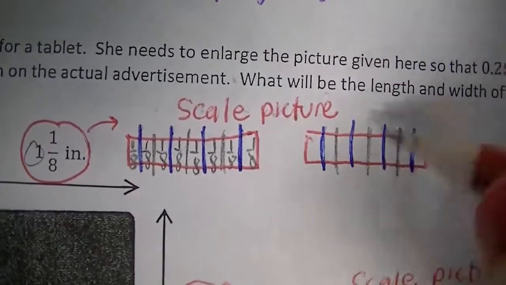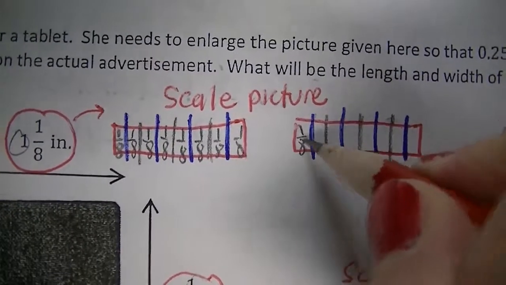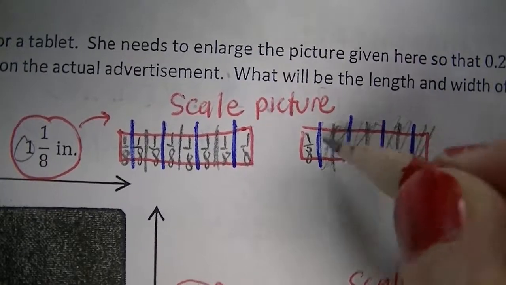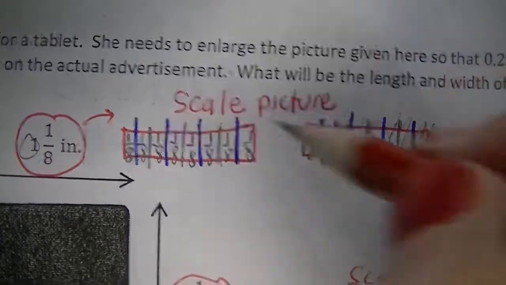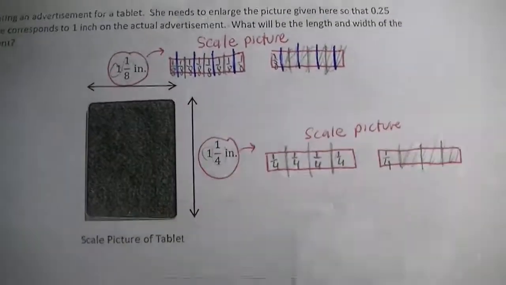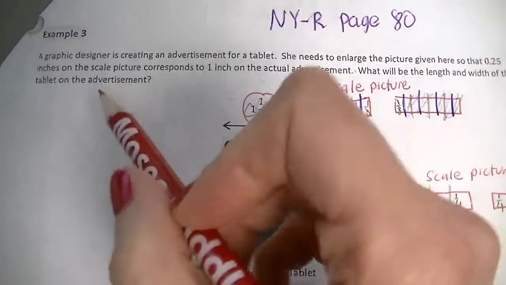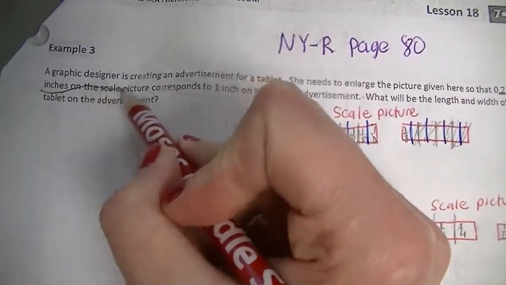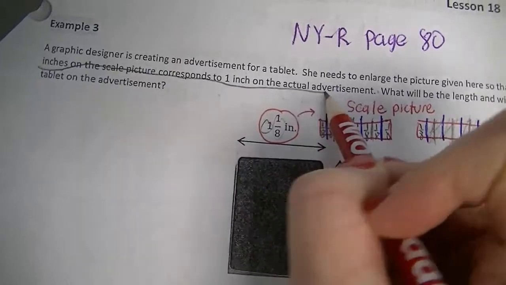So this little piece represents this little piece. And then I only need this one right here, but these are all cut into eighths as well, and I don't need all of you, sorry. Just this one, and this little piece represents this little piece right there, okay? And that's going to help us when we figure this out, because back up in the wording, it says right here that 25/100 on the scale picture corresponds to 1 inch in the actual advertisement.